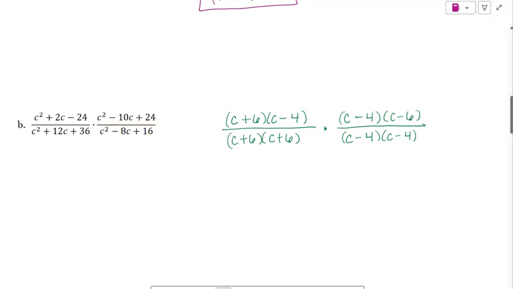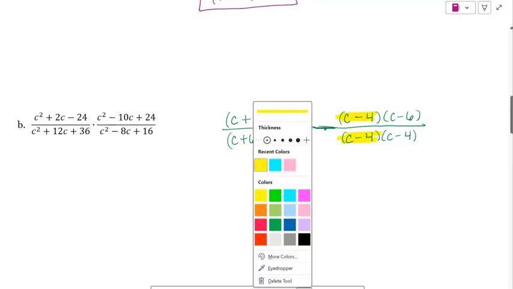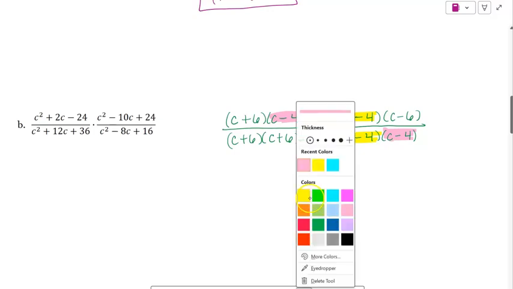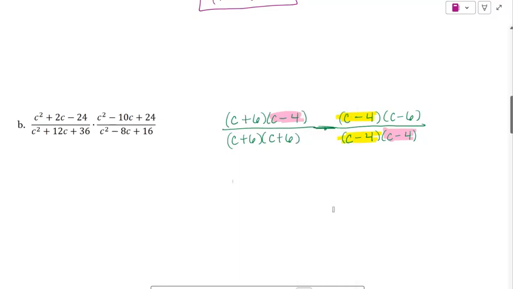Okay. So again, this is just like one big fraction when we multiply everything together. So I'm going to look at anything that's exactly the same in the numerator and the denominator that can be canceled. We've got some c minus 4's. Well, here's another c minus 4. And then this c plus 6 and this c plus 6. So it looks like for final answer here, we're getting c minus 6 over c plus 6.